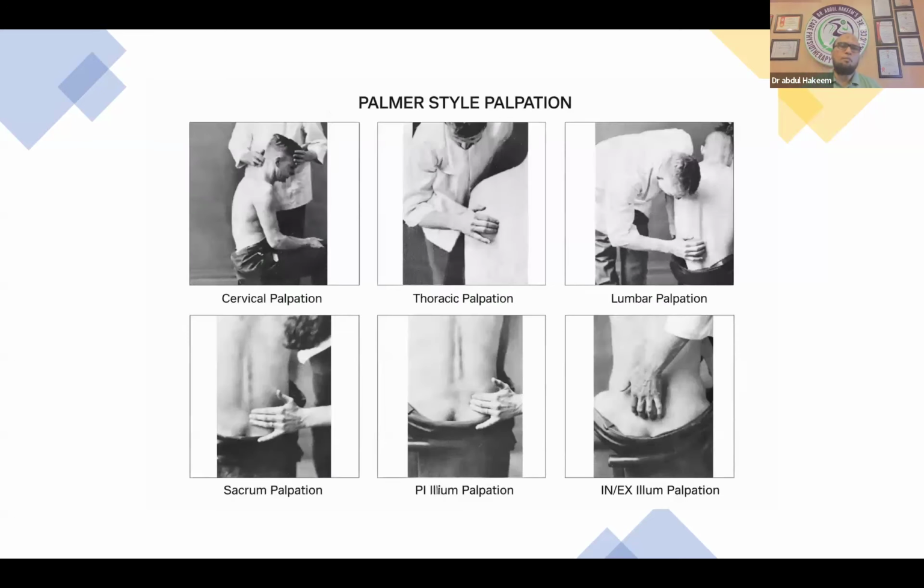this is the palmar style palpation. Always we have to palpate in sitting position during the palmar style palpation. Why? Because in the prone lying position, there is pressure from the abdomen side which may give wrong information about the spinous process of the vertebra. That is why it is always better to go for the palmar style examination in sitting position.